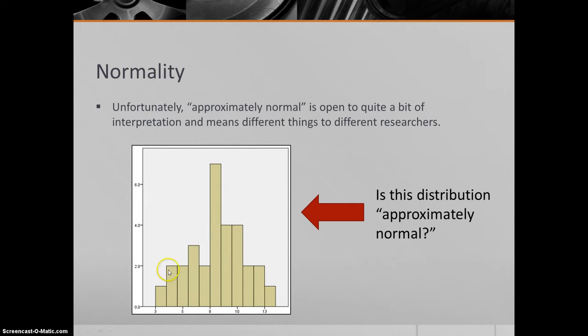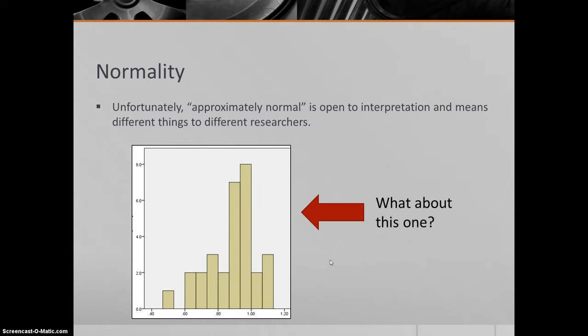So let's take a look at this. This is a histogram right here. So let's take a look at this distribution. Is this approximately normal? So we take a look here. It's small on the right, it's small on the left. It's kind of bigger in the middle. There's sort of a peak right here. Is that approximately normal? Probably most people would say, yeah, it's approximately normal.